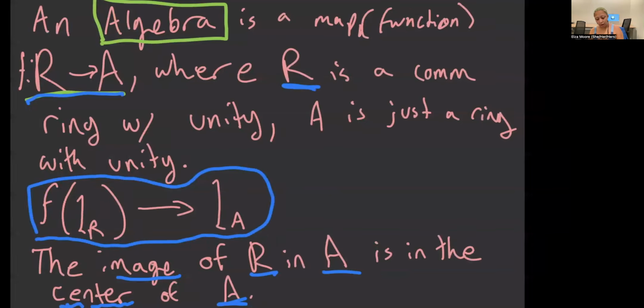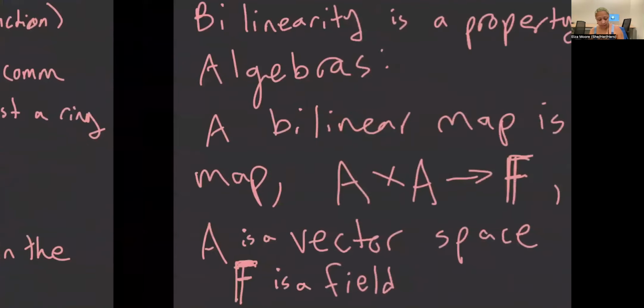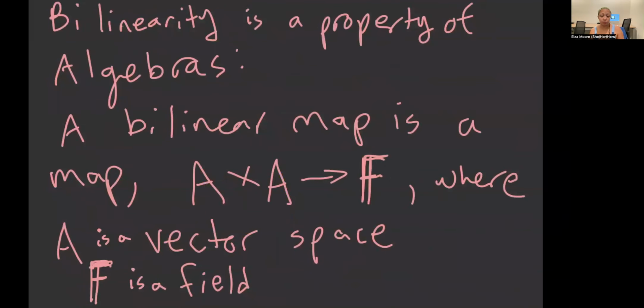So if we want to talk about Hopf algebras, we need to know that. Another thing we need to know is the concept of bilinearity, which is a property of algebras generally, but it's really important in Hopf algebras specifically. So a bilinear map is a map A cross A to F. A is a vector space and F is a field. So you're crossing two vector spaces, and what you're getting is a field.